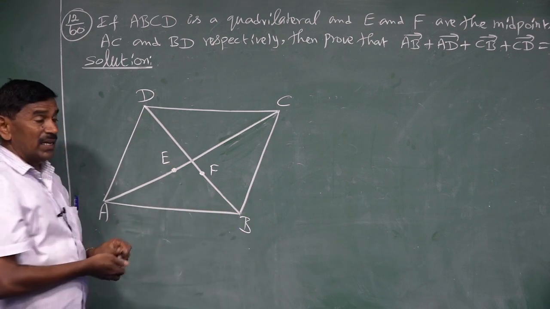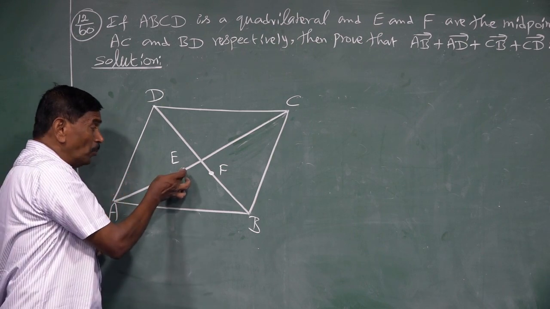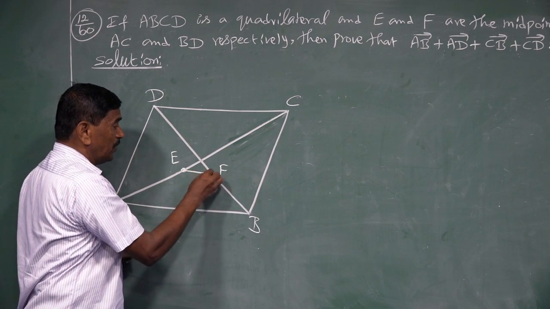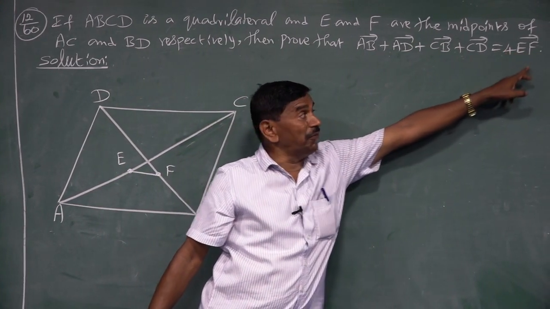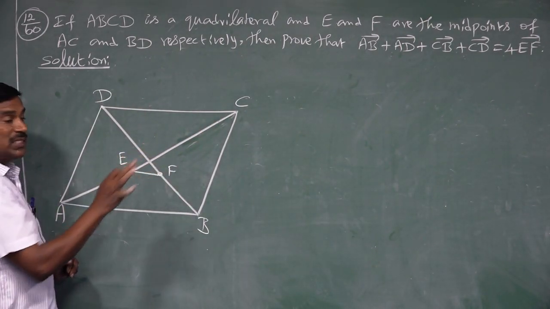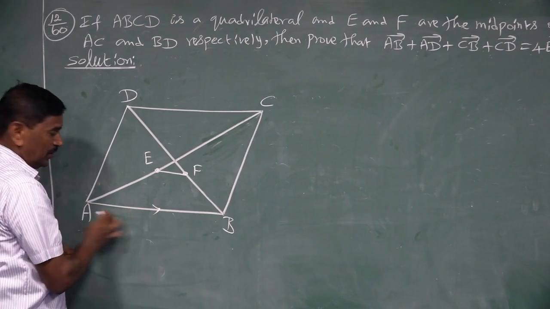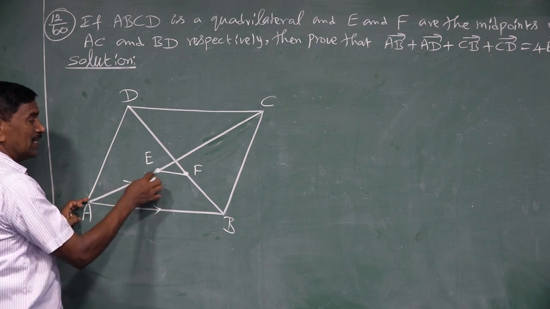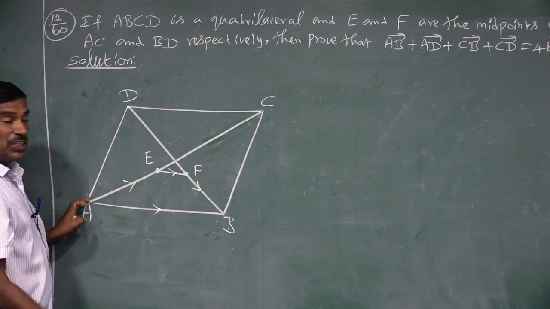And here consider every time we want to move E to F, so that is very important. So join EF, because in the required result we need EF vector, 4 times EF vector. Therefore, every time we want to move E to F, that is very important. Now listen, AB vector is equal to AE vector plus EF vector plus FB vector, which is the first equation.